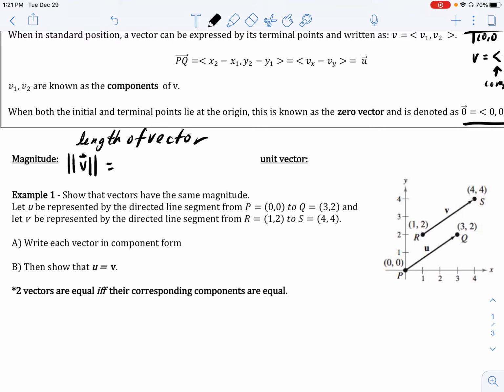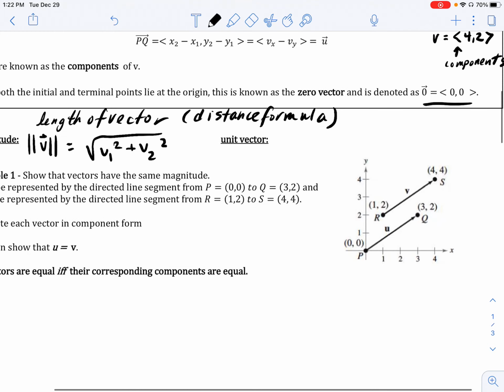If you think about the magnitude or the length of a vector, how else in math so far have we found the distance or the length of a particular line segment? Well, we've just used the distance formula. If you keep that in mind, then we can easily see that the formula to find the magnitude of a vector is just the square root of v sub 1 squared plus v sub 2 squared. Again, it's just the distance formula. Now, a unit vector is simply when the vector's magnitude is exactly equal to 1. When we have a vector whose magnitude is 1, we call that a unit vector.